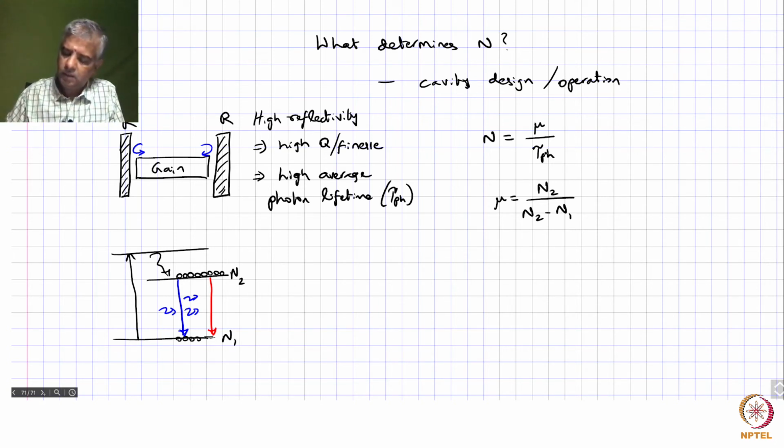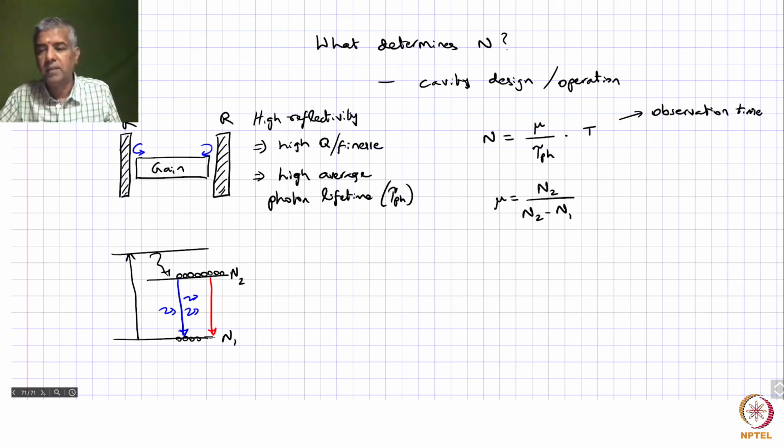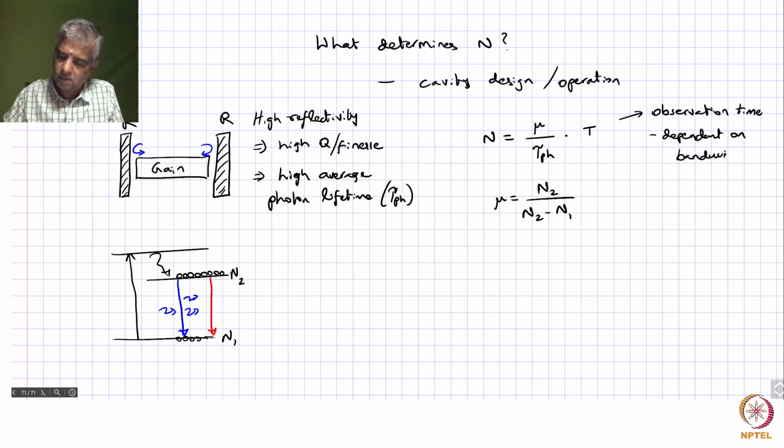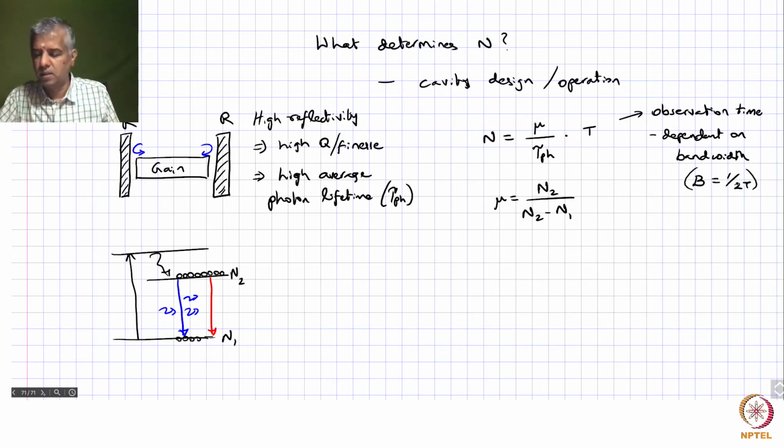So, this is mu divided by tau photon multiplied by your observation time. Let us say the observation time window is given by t. In a practical sense, what determines the observation time is the receiver bandwidth. The receiver bandwidth can be written as 1 over 2 times t, where t corresponds to the observation time.